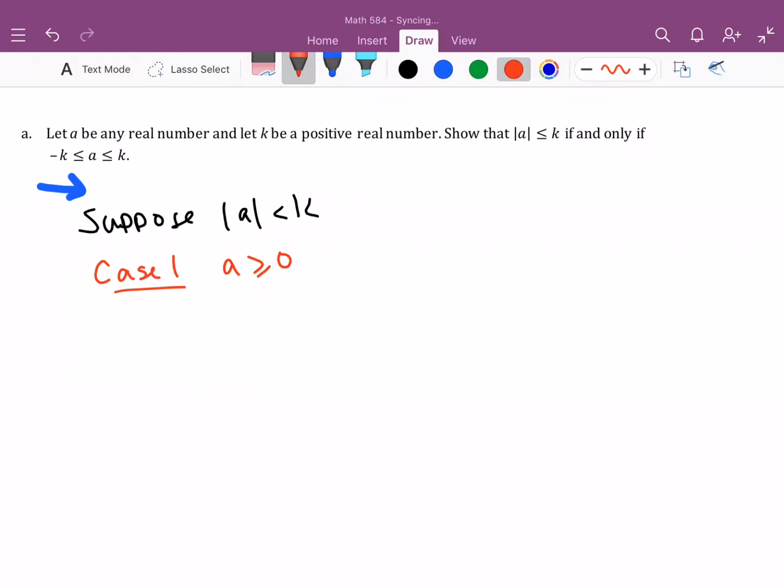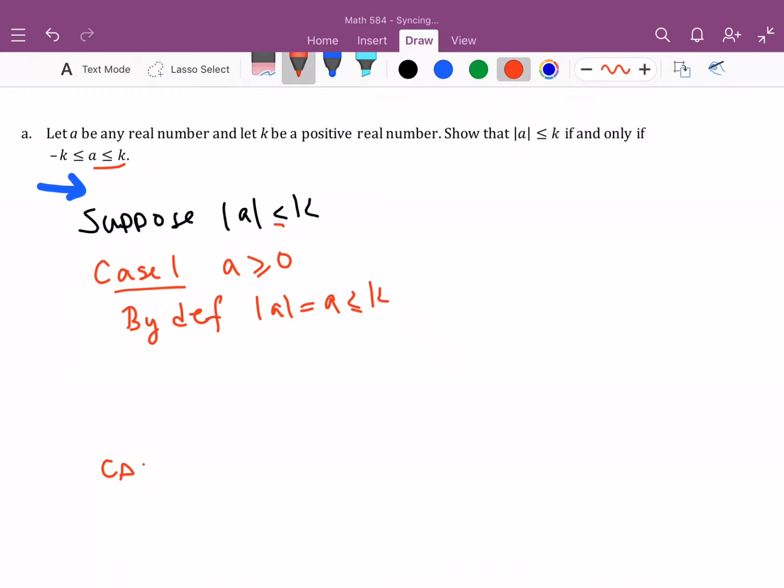Then you said, well, by definition, and this is correct so far, the absolute value of a must be equal to a. And by assumption, it's less than or equal to k. I'm sorry, I'm not paying attention to what I'm saying. By assumption, we have that it's less than or equal to k. And so we got this right-hand side. So you're like, okay, good.